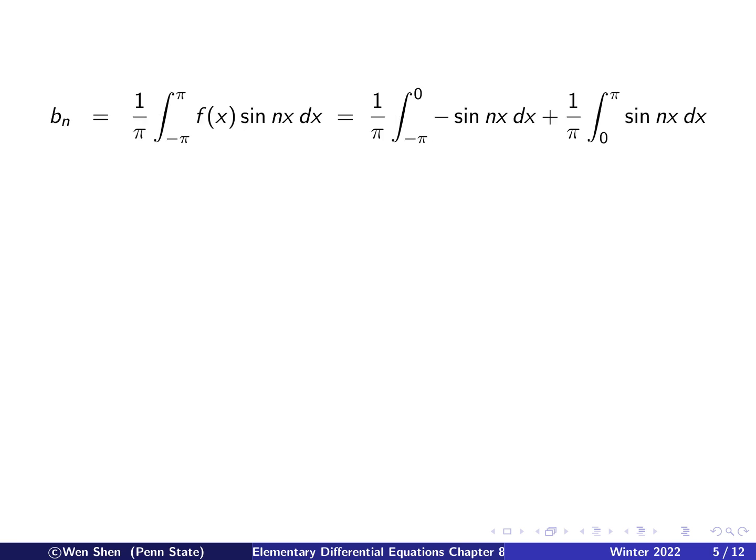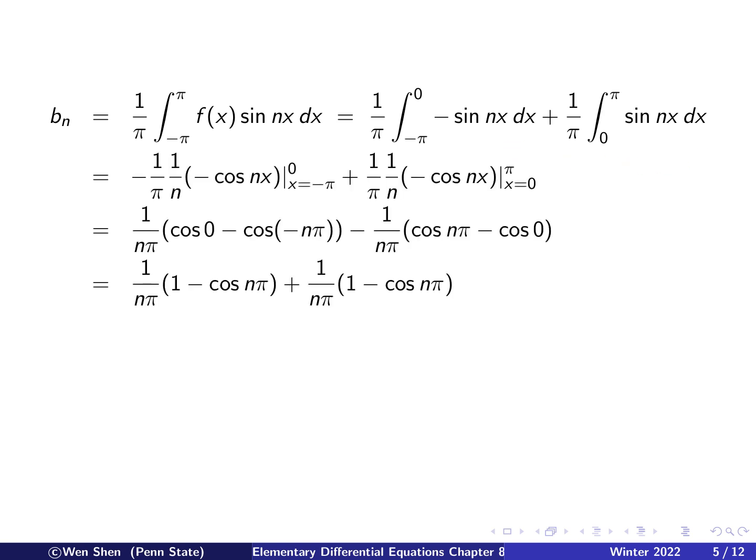Now we compute the coefficients b_n. This will be the integral of f times sine nx. Again, we break the integral into two intervals: from negative pi to 0, f is negative 1, and from 0 to pi, f is 1. So we need to work out these two integrals.